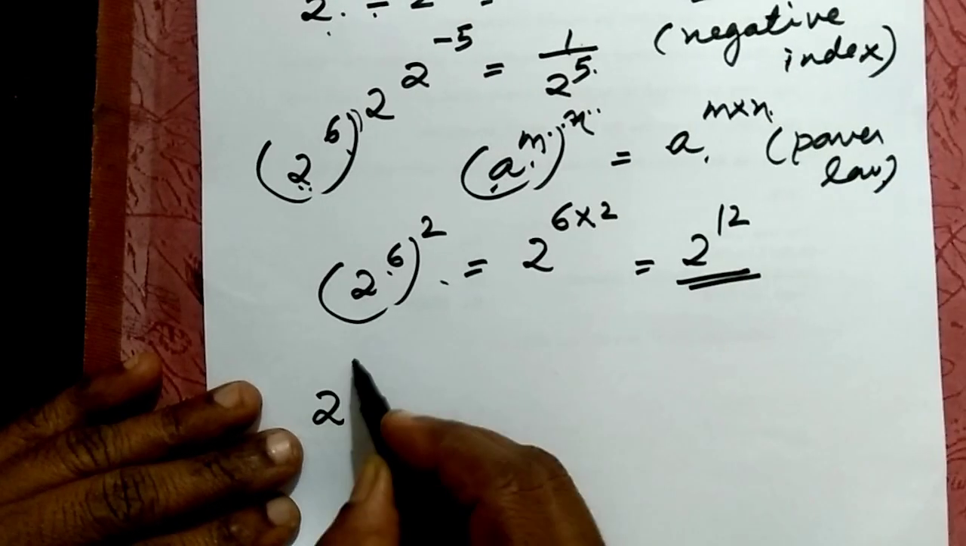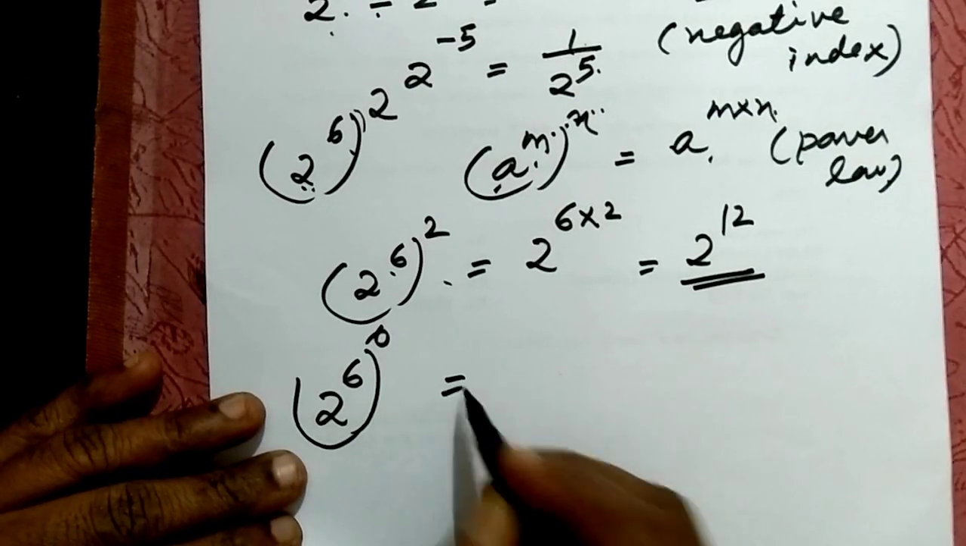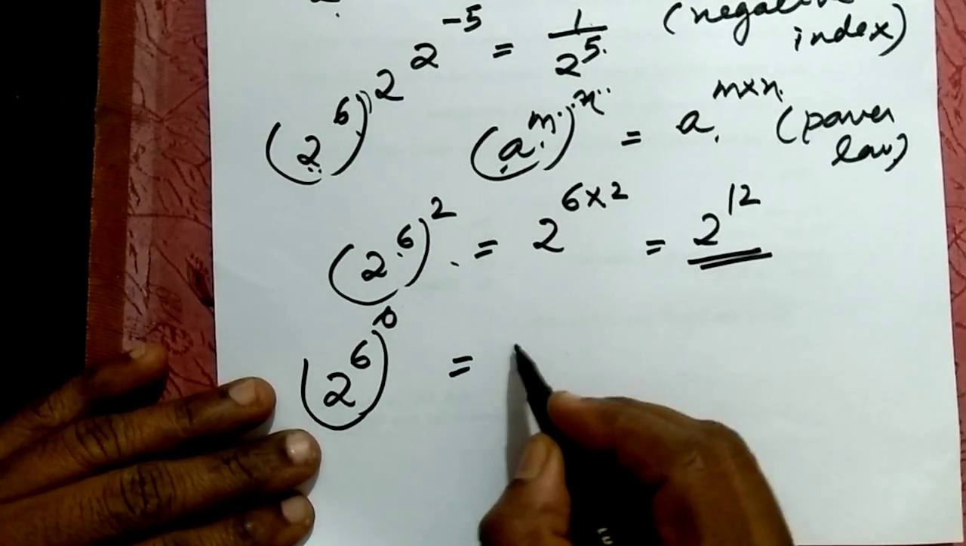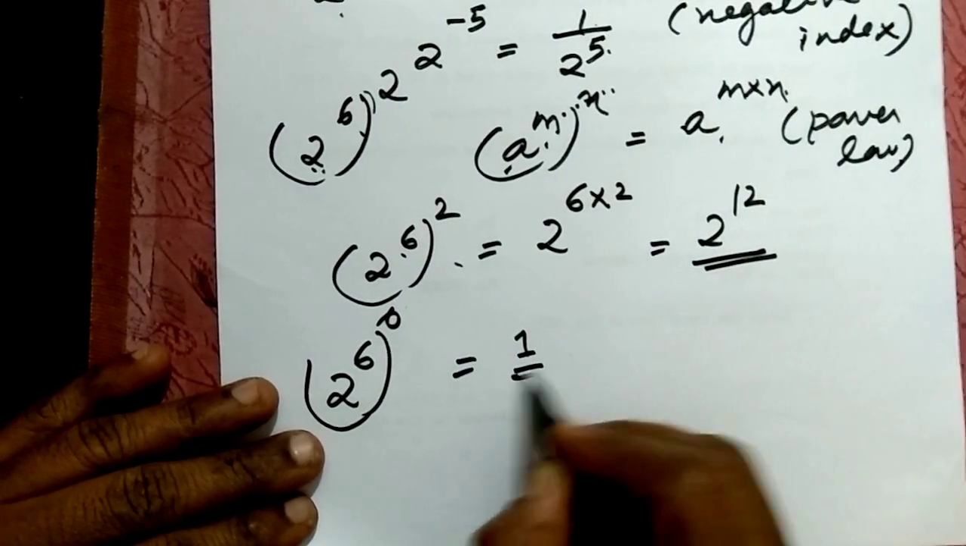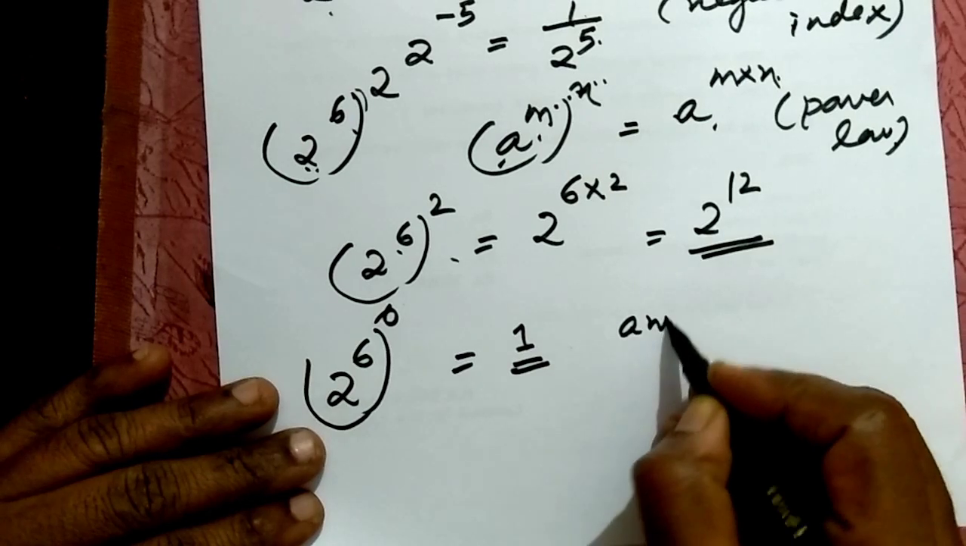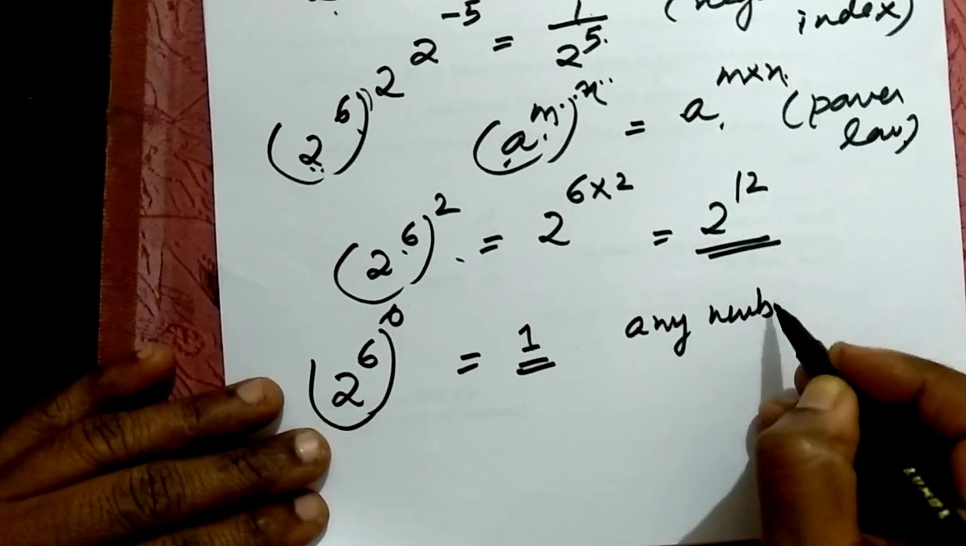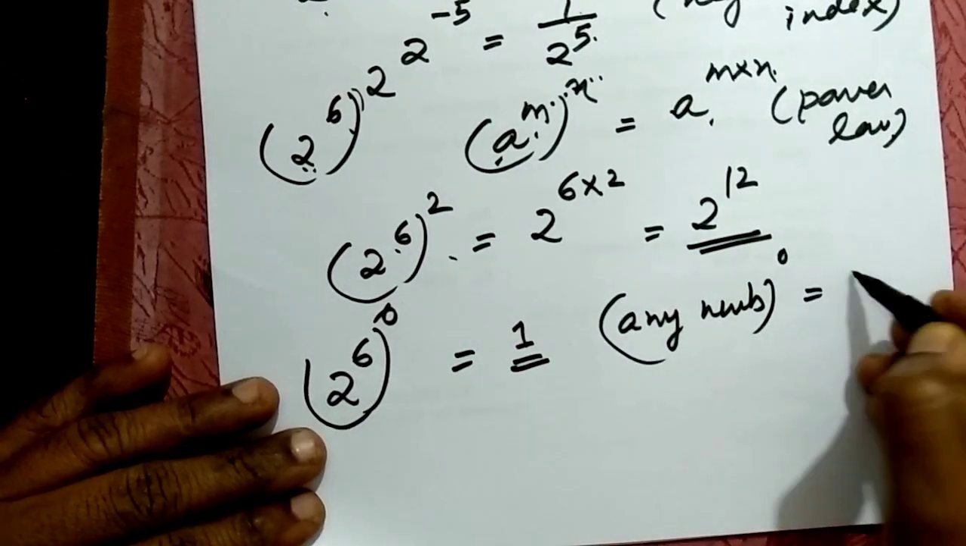Then 2 raised to 6 whole raised to 0. What is this? That is equal to 1. We have learned that any non-zero number raised to the power 0 is equal to 1.